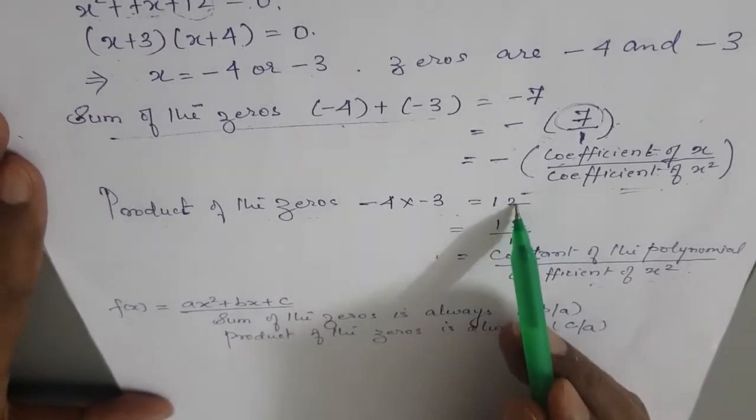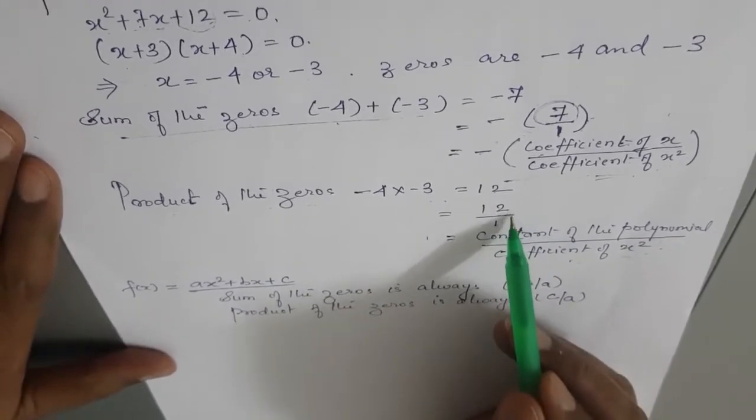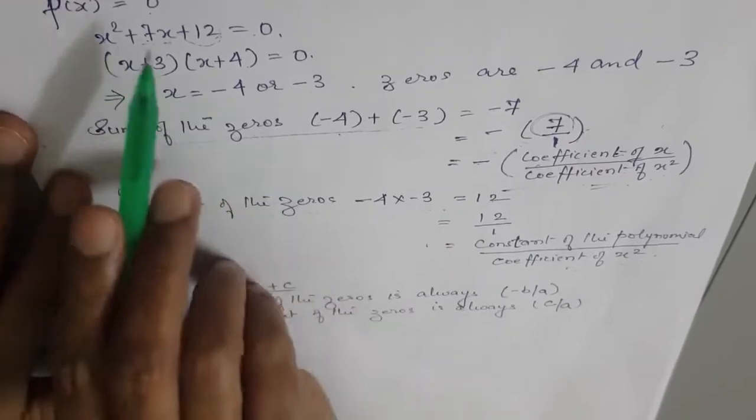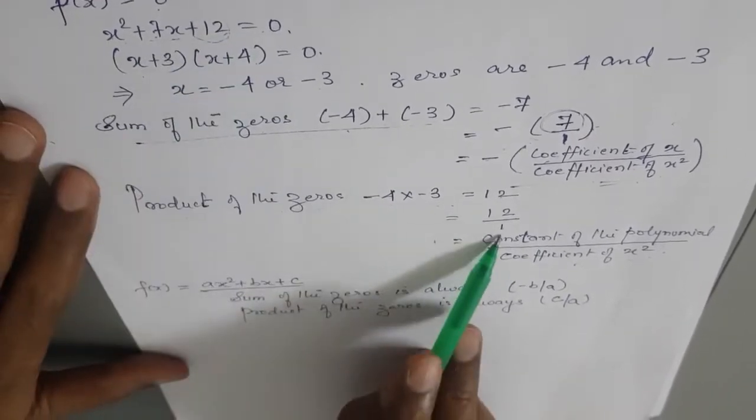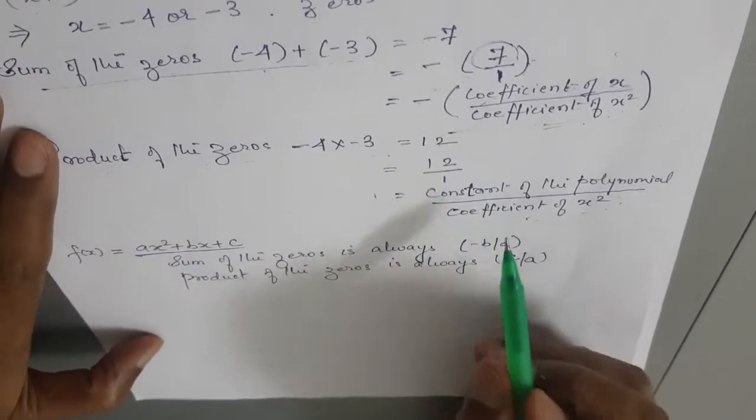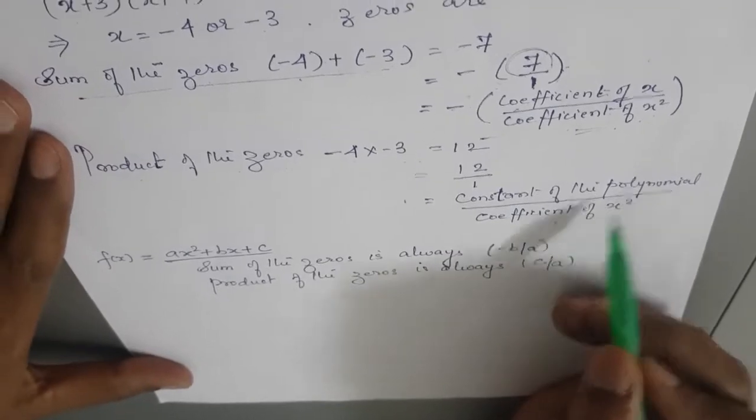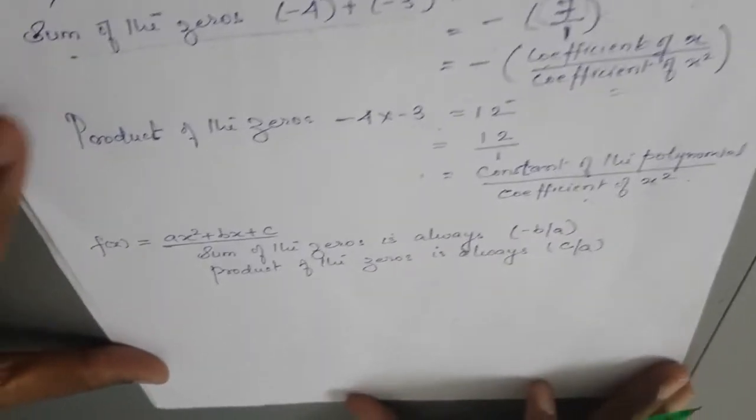Again this 12, I'll write it as 12 by 1, again with some purpose. And what is that purpose? 12 is nothing but the constant and 1 is the coefficient of x square. So in place of 12, I'll write constant of the polynomial upon the coefficient of x square. So how will you summarize it?